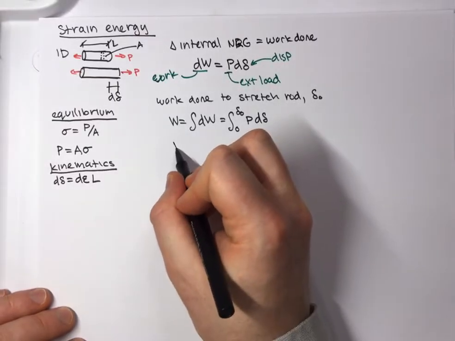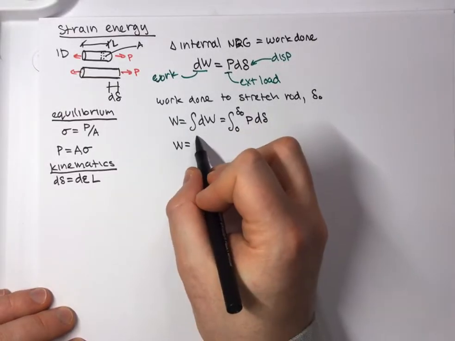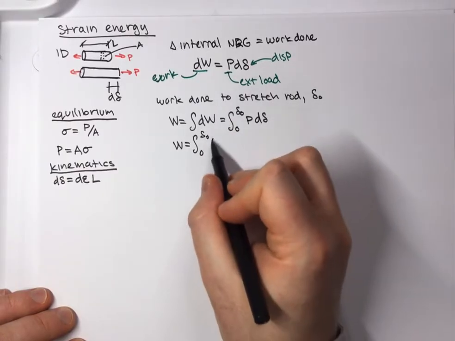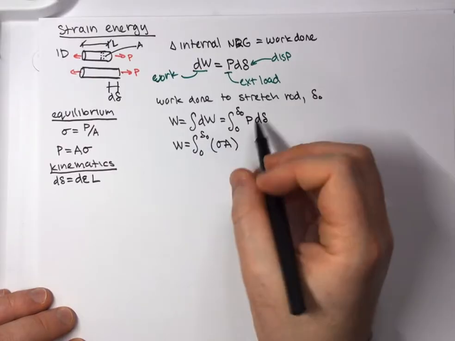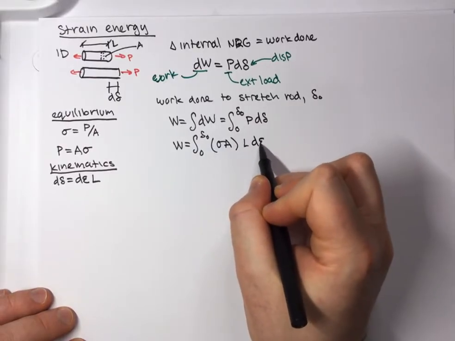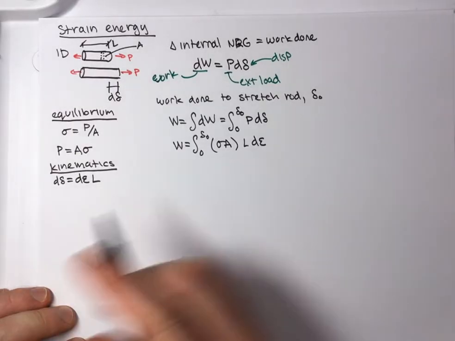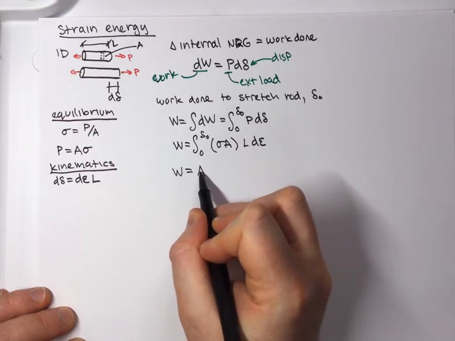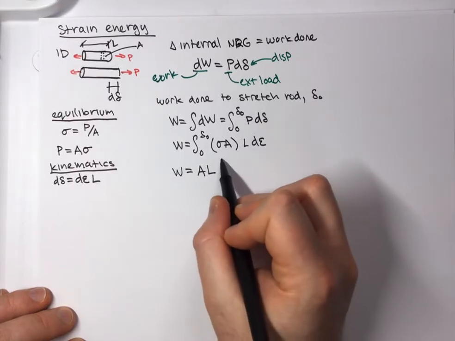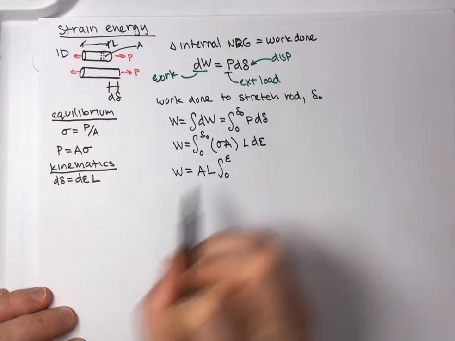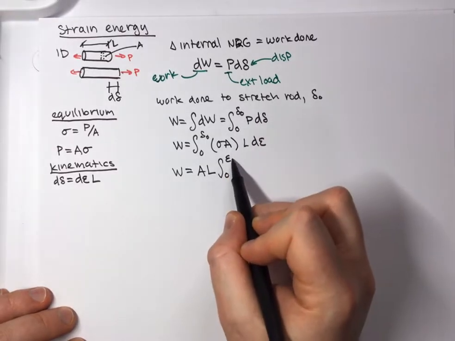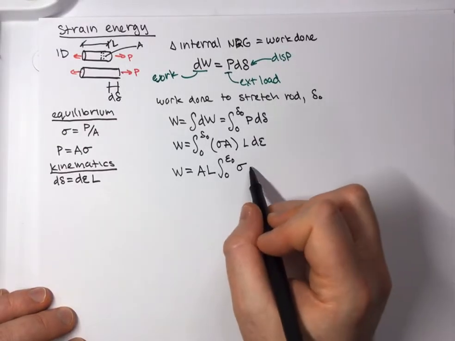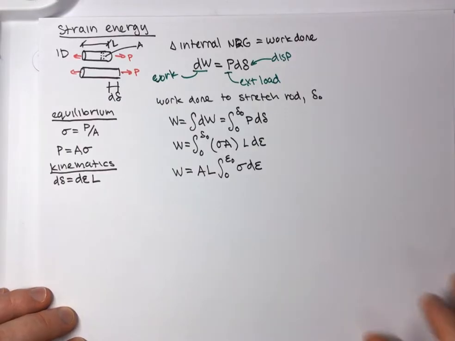So now we have the work done is equal to the integral from 0 to delta naught of the stress times A times L times d epsilon. And we're going to need to rearrange some things. We have work here, we have A, we have L. We're now going to have to integrate over strains. So now we're not going to go to delta naught, but we're going to go to epsilon naught, which is some strain. And we'll keep our sigma in here, and we'll have our d epsilon, our d strain.